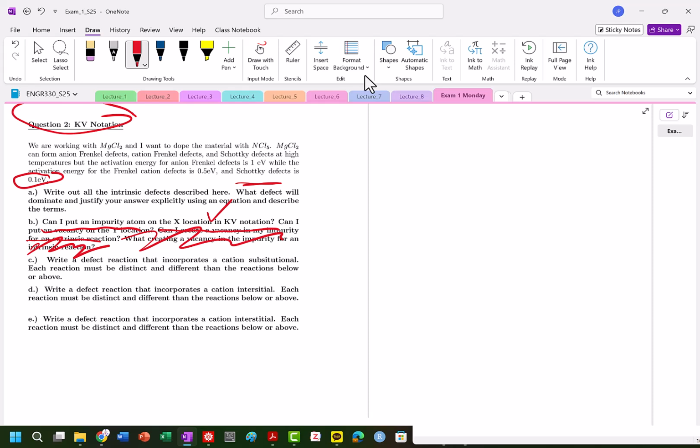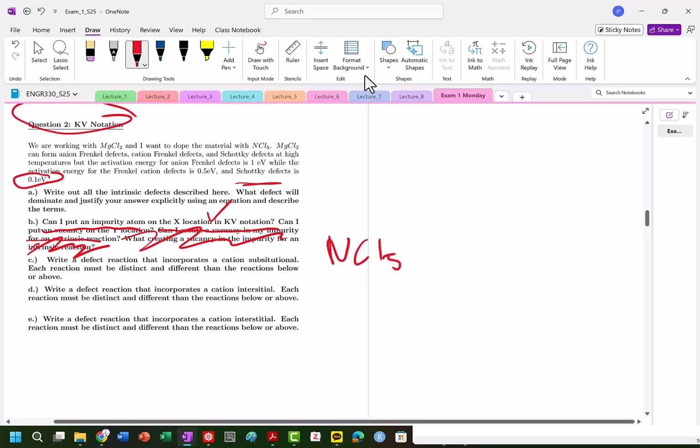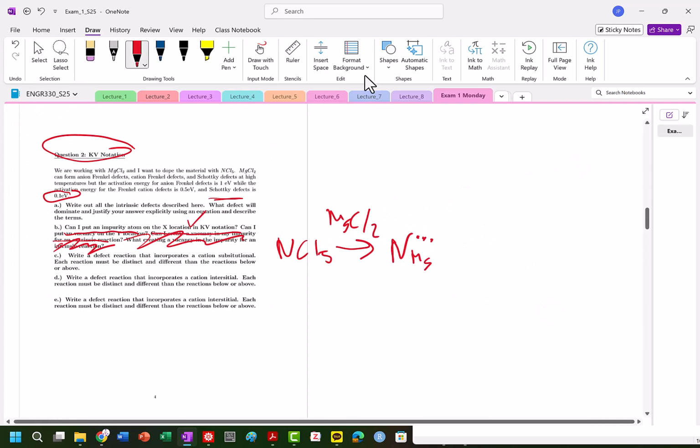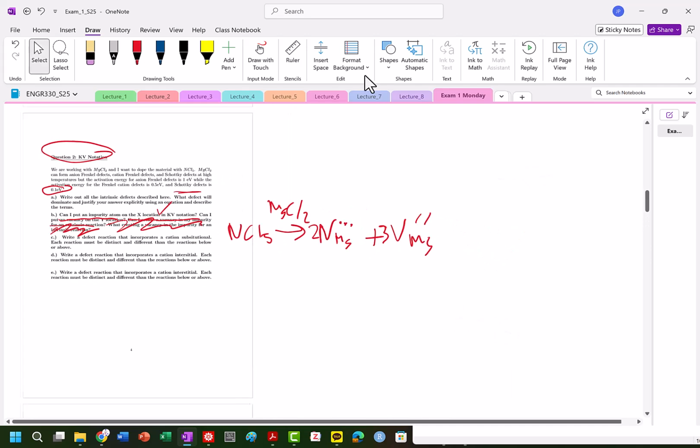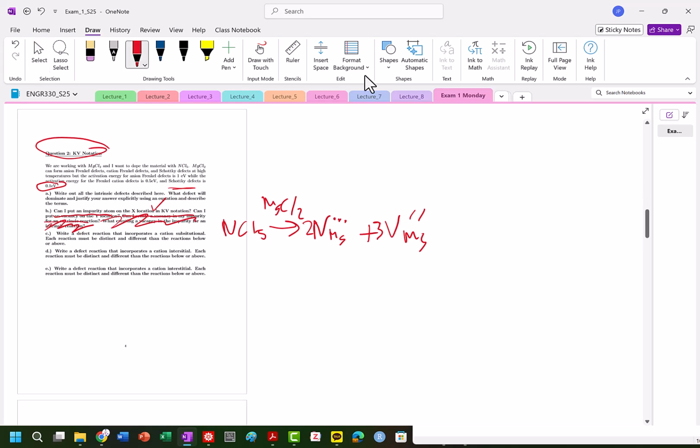Write a defect reaction that incorporates a cation substitutional. So let's go ahead. So we're doping the material with NCl5 into MgCl2. Cation substitutional. N is plus 5, Mg is plus 2, so that's going to be 1, 2, 3. So I need to now create plus a vacancy in Mg. That's going to be minus 2. So I'm going to do a 2 here. I'm going to do a 3 here. So that balances out my charges. Mg is 2 plus, that is that.